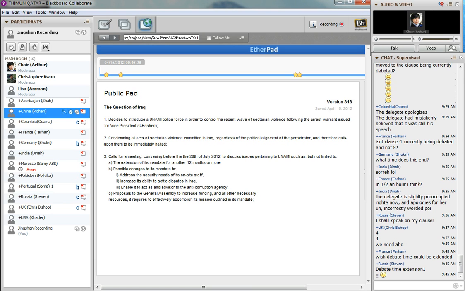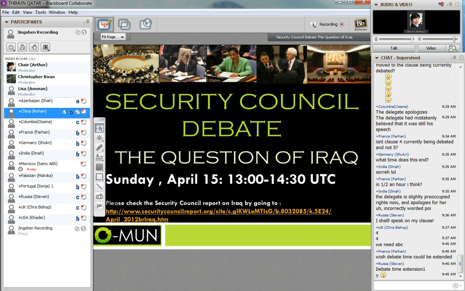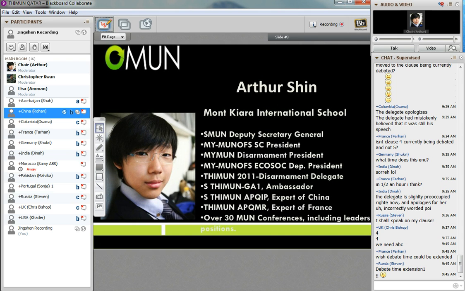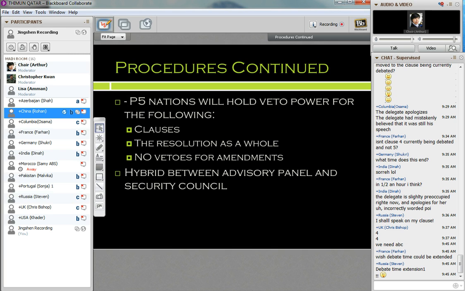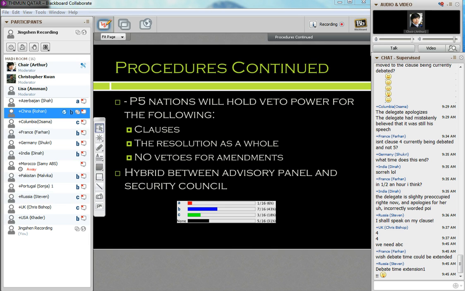Could the chair please repeat the voting order? A would be a vote, and what follows? A would be voting for, B would be against, also veto for P5 nations, and C is abstention. With one vote for, seven votes against, three abstentions, and numerous vetoes, this amendment fails. Clapping is not in order.